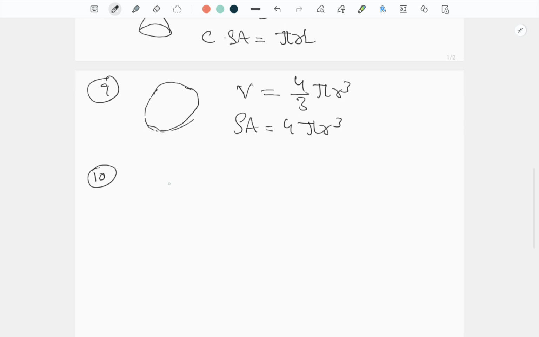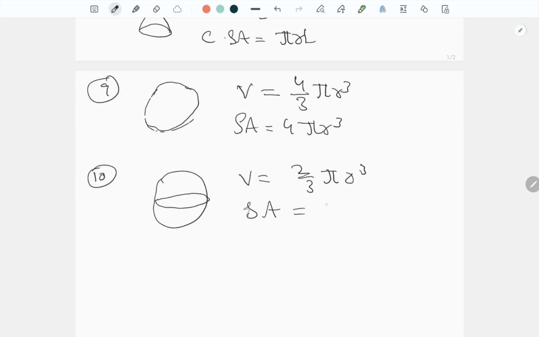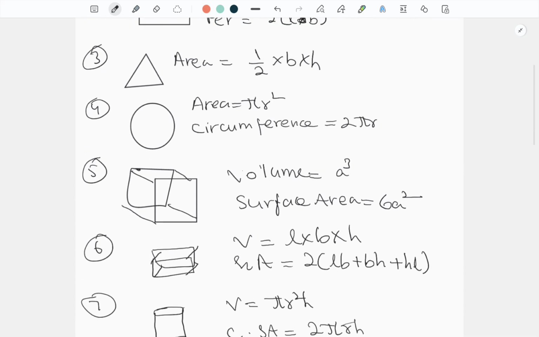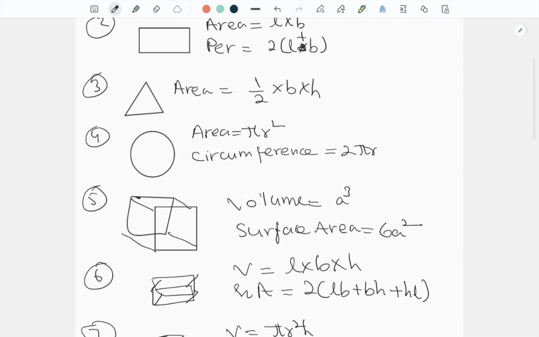For the hemisphere, I just draw half a circle and this is the hemisphere. The volume of the hemisphere is 2/3 pi r cube, and the surface area is 3 pi r square. So I hope I have discussed all the geometrical figures and their surface area, volumes, circumference and perimeter.